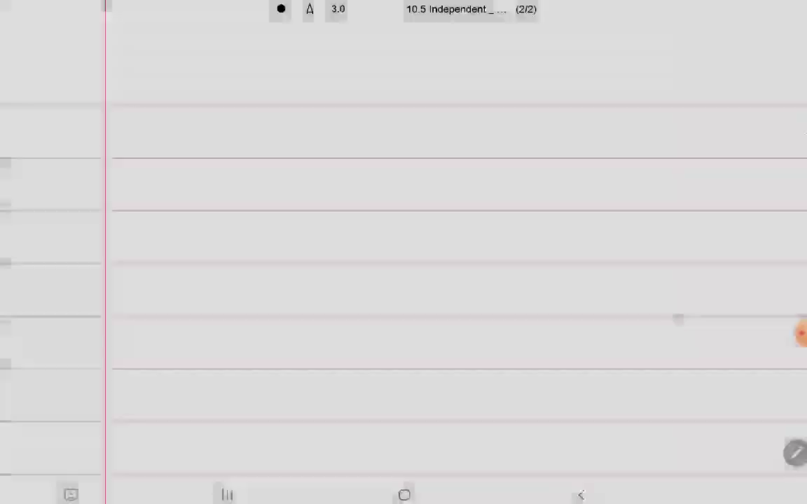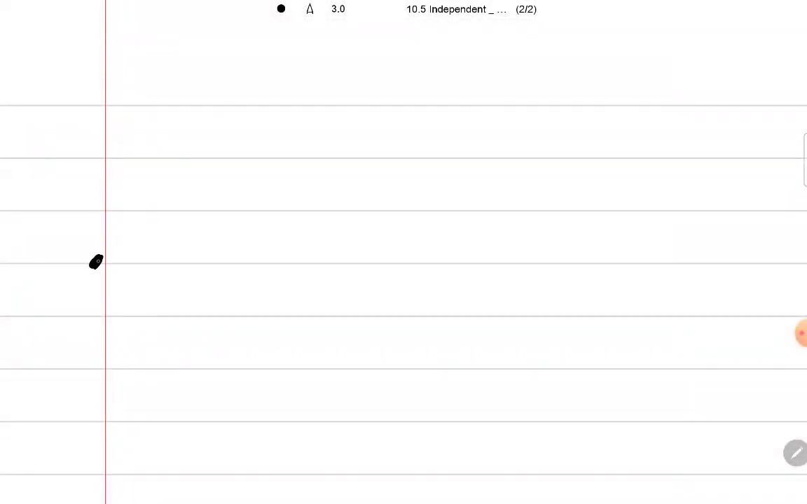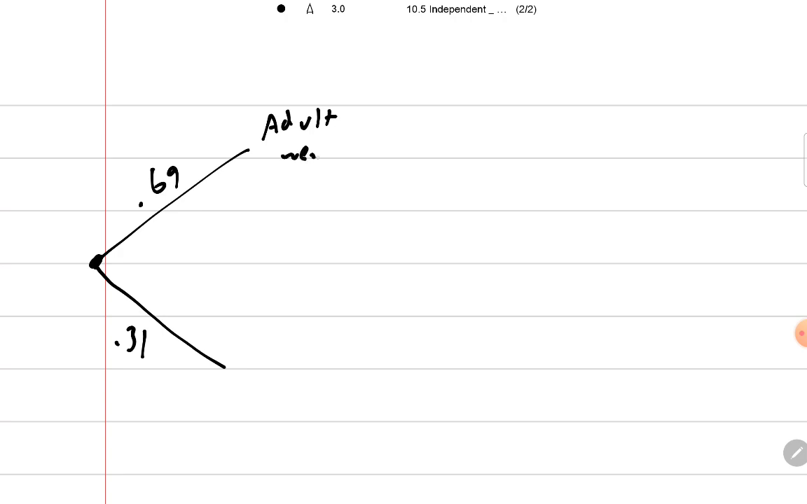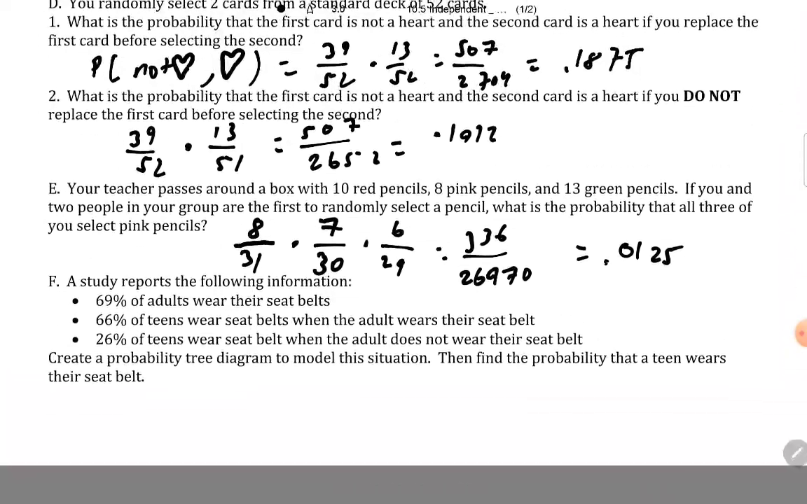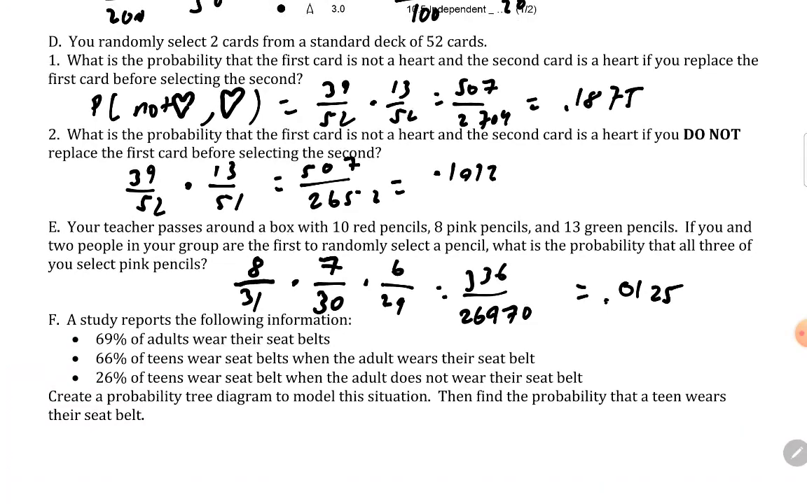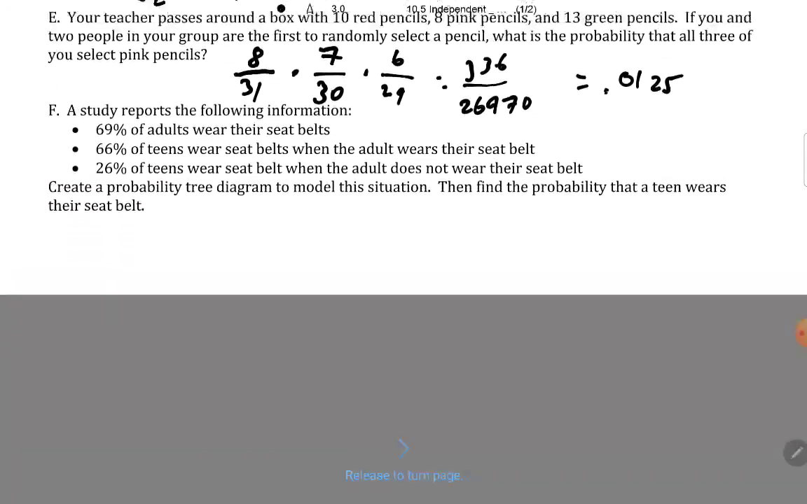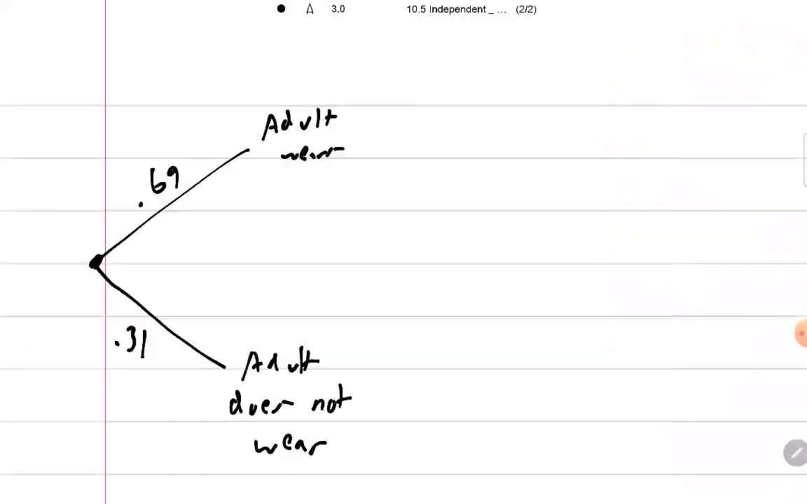All right. So, we're going to draw a tree. 0.69, 0.31. So, adult wears a seatbelt. Adult does not wear a seatbelt. Okay, this comes from, it says 69% of adults wear their seatbelts, so the remaining 31% of adults don't wear seatbelts. So that's where that comes from.